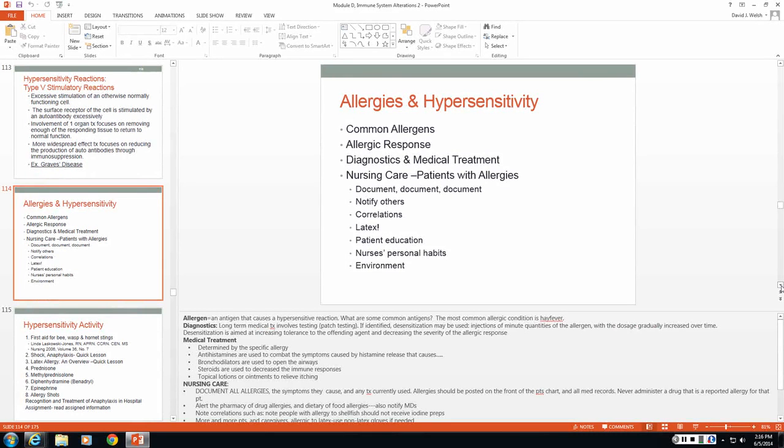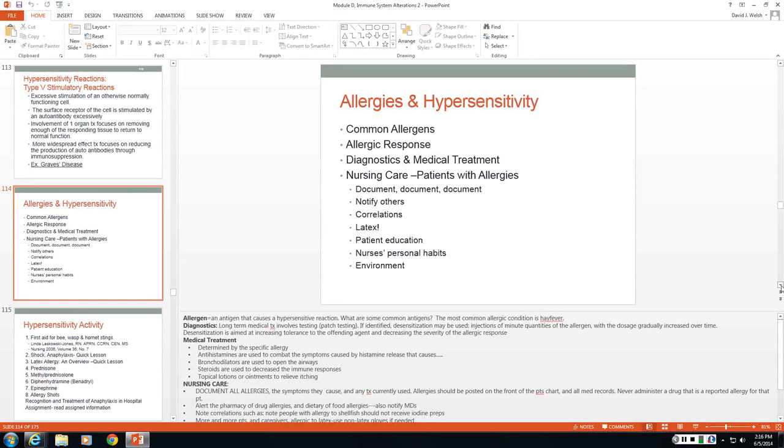Diagnostics and medical treatment are done. Long-term medical treatment involves patch testing. If it's identified, desensitization may be used. Injections of minute quantities of the allergen, with the dose usually gradually increasing over time. So desensitization is aimed at increasing tolerance to the offending agent and decreasing the severity of the allergic response.